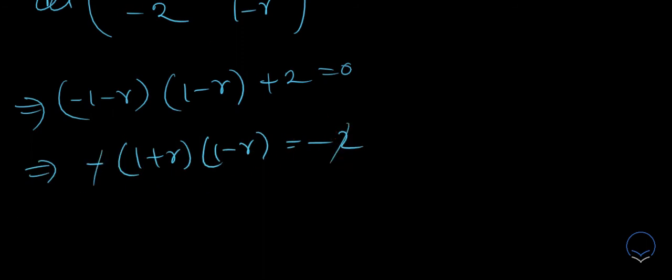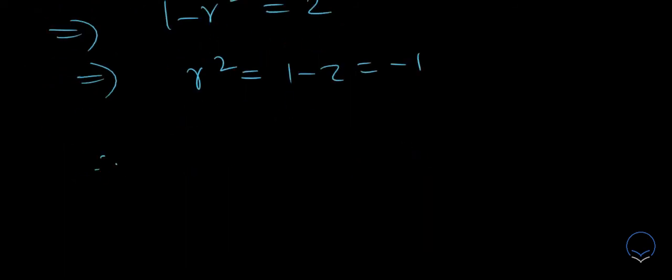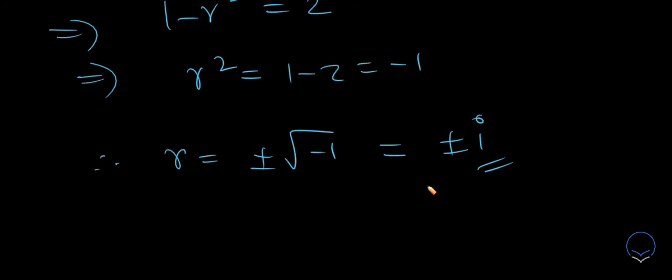And sorry, the 2 won't cancel, only the minus sign will cancel each other out. So yeah, this is just 1 minus r square is equal to 2. So this means r square is equal to 1 minus 2, that means minus 1. So r equals plus or minus the square root of minus 1, which just means plus or minus i. So we have two eigenvalues, let's say r1 is equal to plus i, r2 equals minus i.